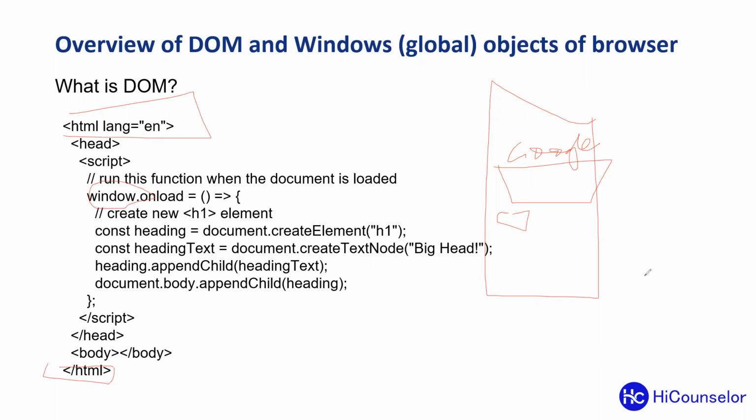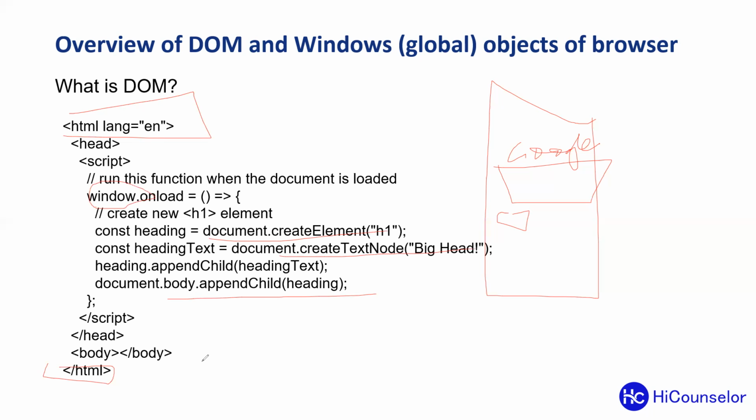JavaScript has its own functions. For window, it has an onload function, and on loading of this page, when the server sends the response back to the client, we do some activity. Here, what we are doing is creating an element in the DOM, adding some text, and appending it to the body.